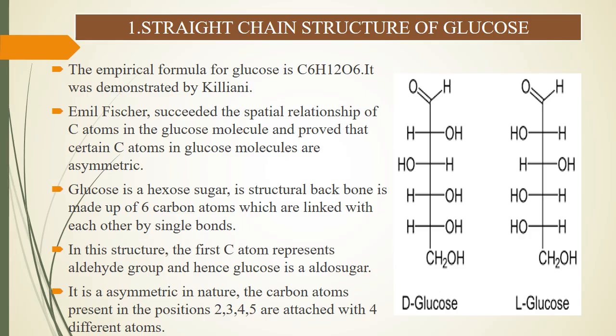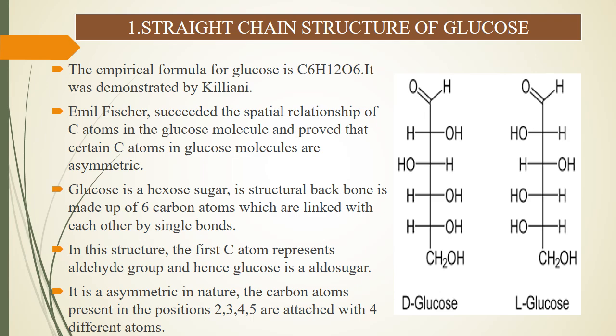It was demonstrated by Kiliani. Another scientist, Emil Fischer, studied the spatial relationship of carbon atoms in the glucose molecule and proved that certain carbon atoms in glucose molecules are asymmetric. And glucose is a hexose sugar. Why is it named a hexose sugar? It contains 6 carbons in its structure, and it also contains single bonds.